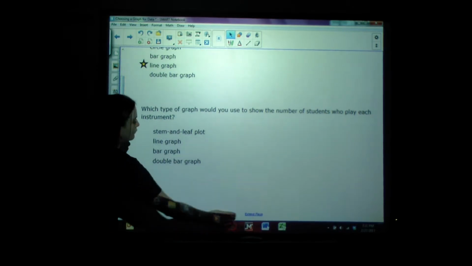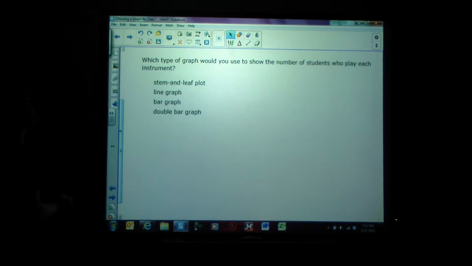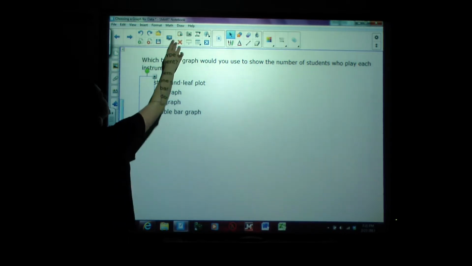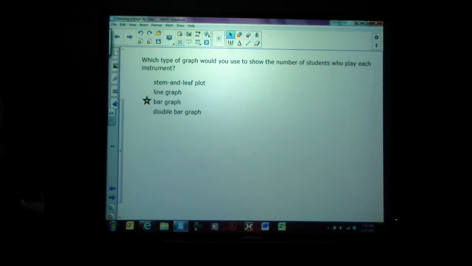Okay, which type of graph would you use to show the number of students who play each instrument? Stem and leaf plot, line graph, bar graph, double bar graph. So we're showing students who can play different instruments. Well, instruments isn't numerical data, so actually bar graph is the best because you can label the bottom of the bar graph as those instruments.